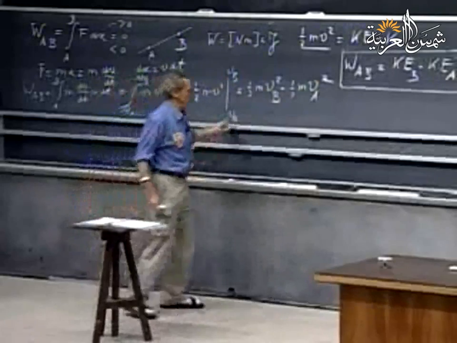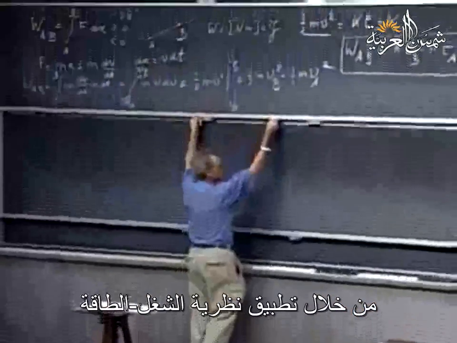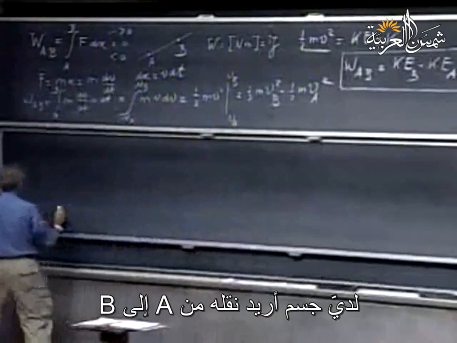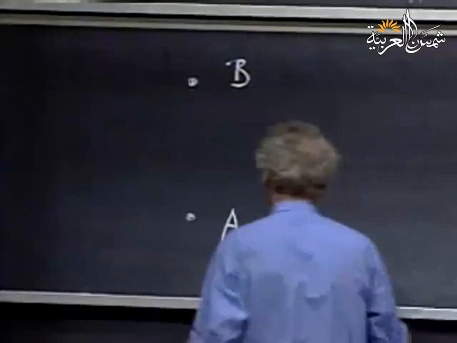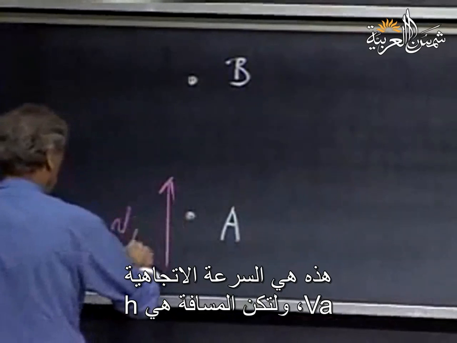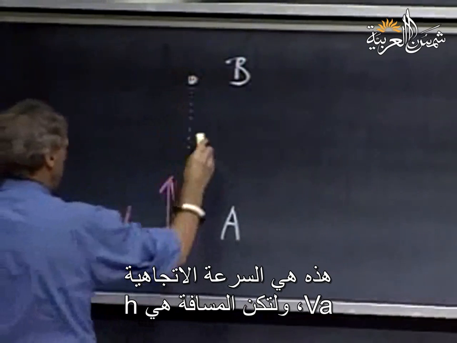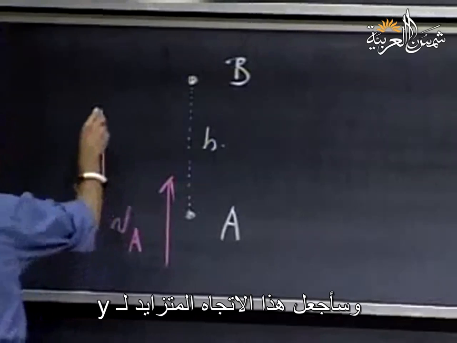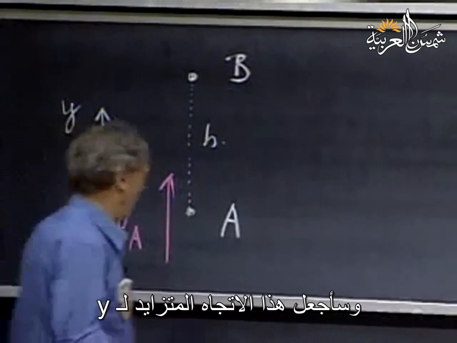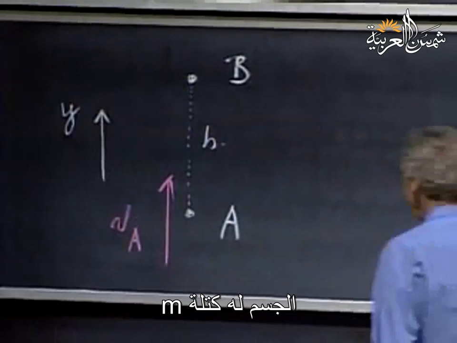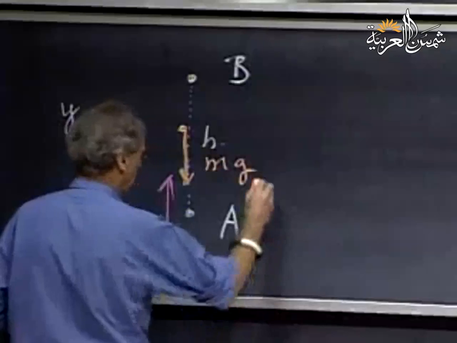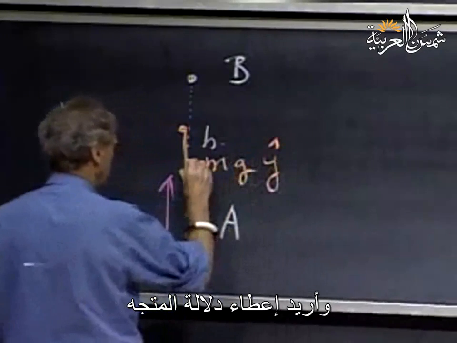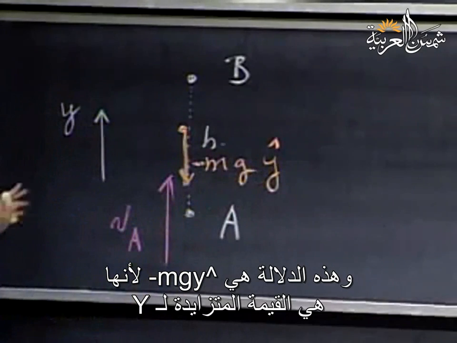Let's do a simple example, applying this work energy theorem. I have an object that I want to move from A to B. I let gravity do that. I give it a velocity. Here is the velocity vA. And let the separation be h, and this could be my increasing y direction. The object has a mass m, and so there is a gravitational force, which is mg, and in vector notation, it's minus mg y-hat, because this is my increasing value of y.